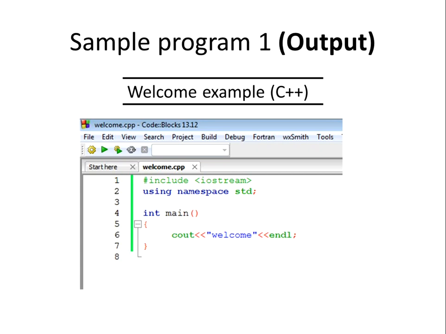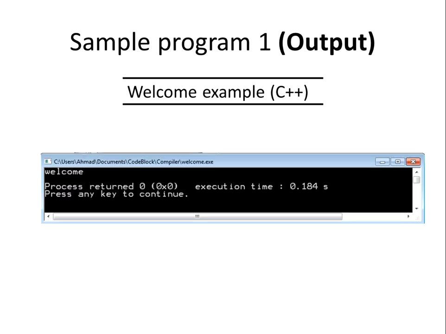This is the code written in the IDE Code::Blocks. IDEs are integrated development environments which facilitate the writing or coding of a program. They have syntax color highlighting. They also have a compiler built inside them. So while you are typing, the compiler will assist you by highlighting any syntax error in your code. So this is the output. The welcome message is displayed on the output screen.